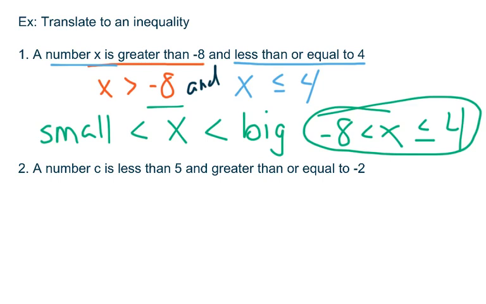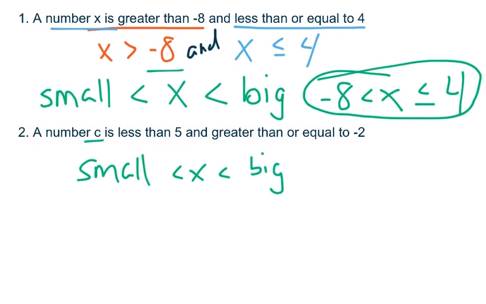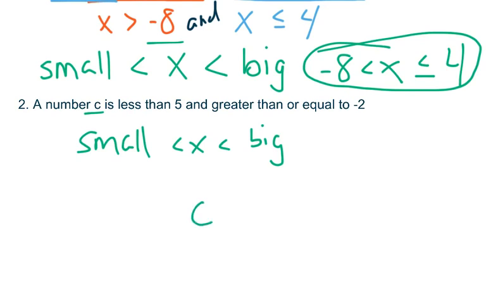Okay, number 2, c is less than 5 and greater than or equal to -2. Let's just jump right into the green version. We're going to have small less than x less than or equal to big, but we're not going to use x this time because it does tell us the right letter there, c. So we're going to have c right there. Let's see, c is less than 5. This is actually the bigger number, so 5 is out here, and it says c is less than 5, so we'll have less than 5.